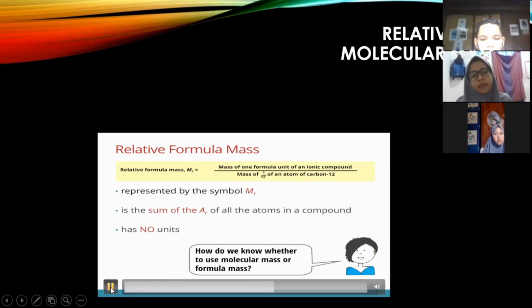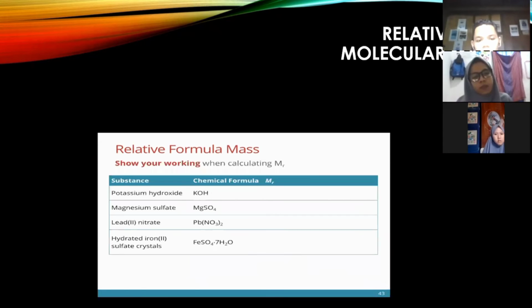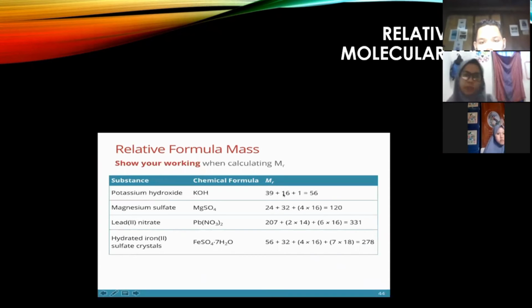To covalent compounds, while the other refers to ionic compounds. Let me show you some examples. We have potassium hydroxide, that is 39 for potassium, 16 for oxygen, and 1 for hydrogen. We add them up, 56. Mg, 24. S, 32. 4 oxygen, 4 times 16, 120.